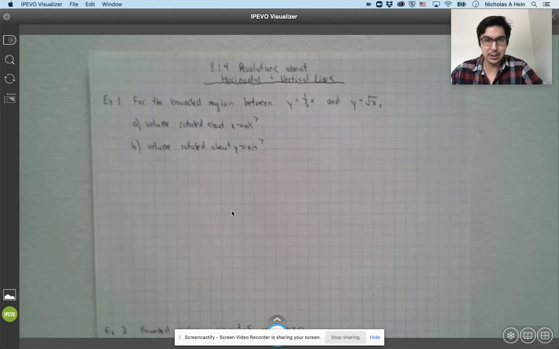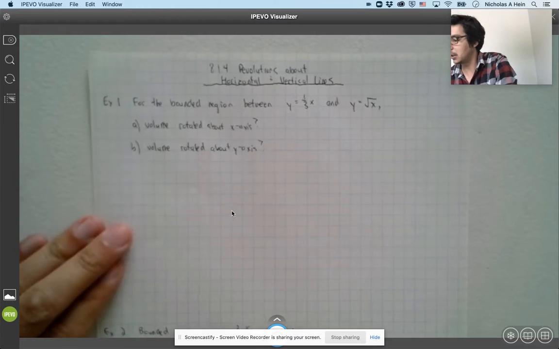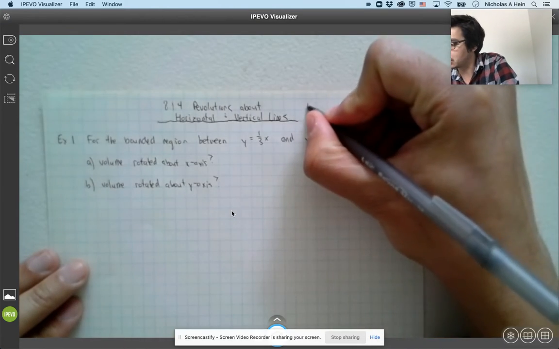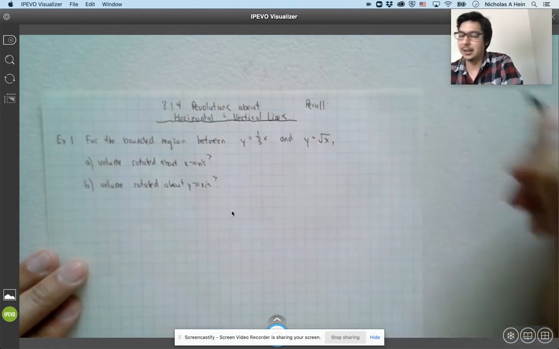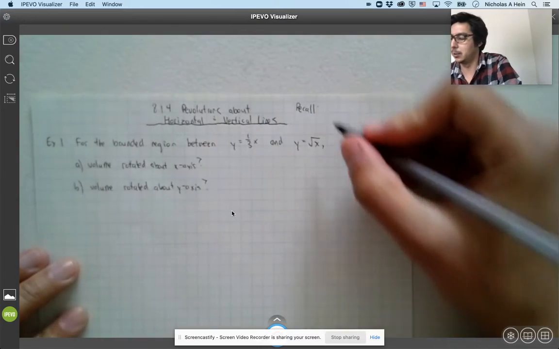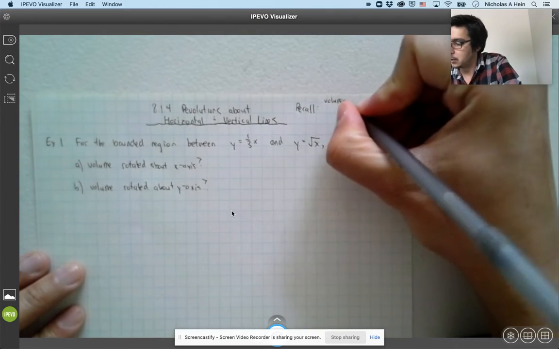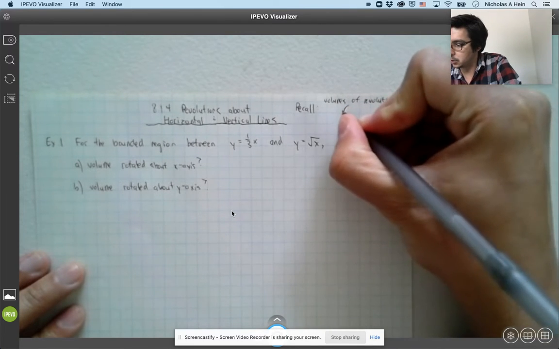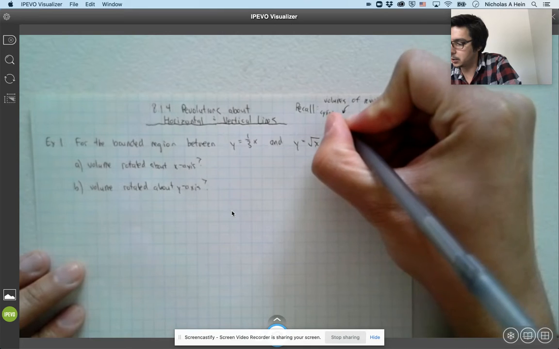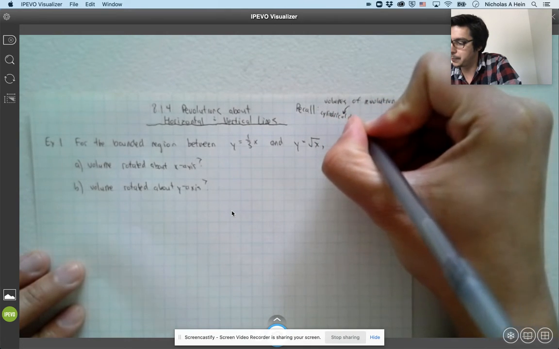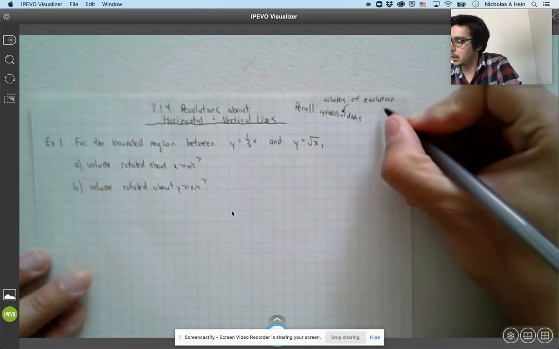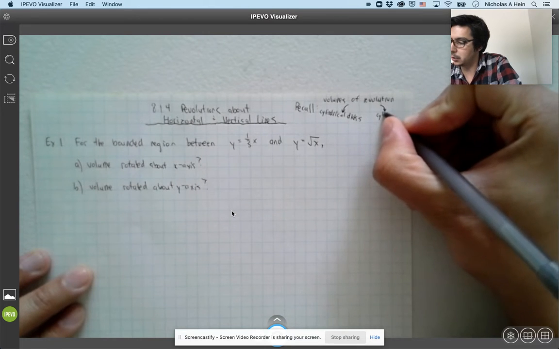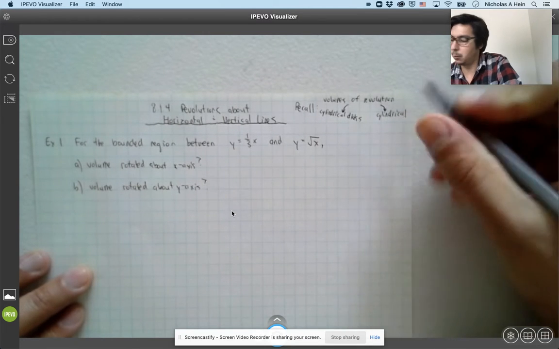814, talking about revolution still, about horizontal and vertical lines, and I have two examples here that we're going to work through. Now, before we talk about that, let's just do a quick recall up here. We've talked about two ways to calculate volumes of revolution. One is to use cylindrical discs, and the other one is to use cylindrical washers.